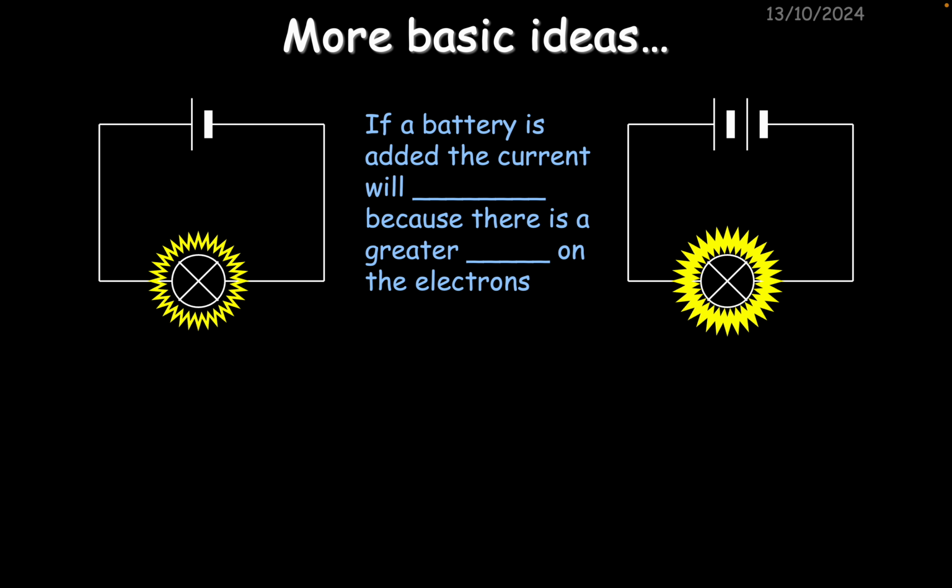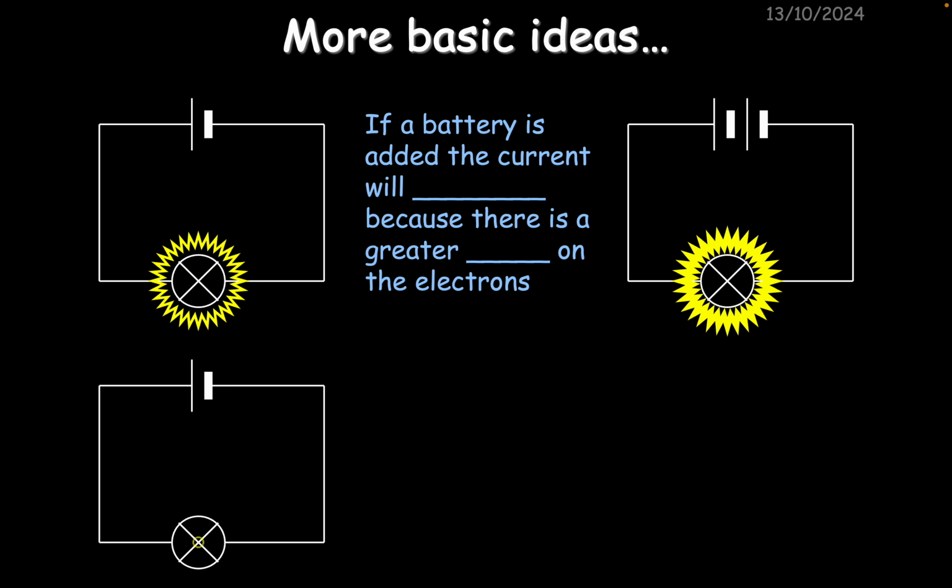So if a battery is added, the current will increase because there is a greater push on the electrons. That's what they want you to know, but I don't really like that, as I told you in the slide before. There's a greater current. There's more energy given to the electrons, would be more accurate.